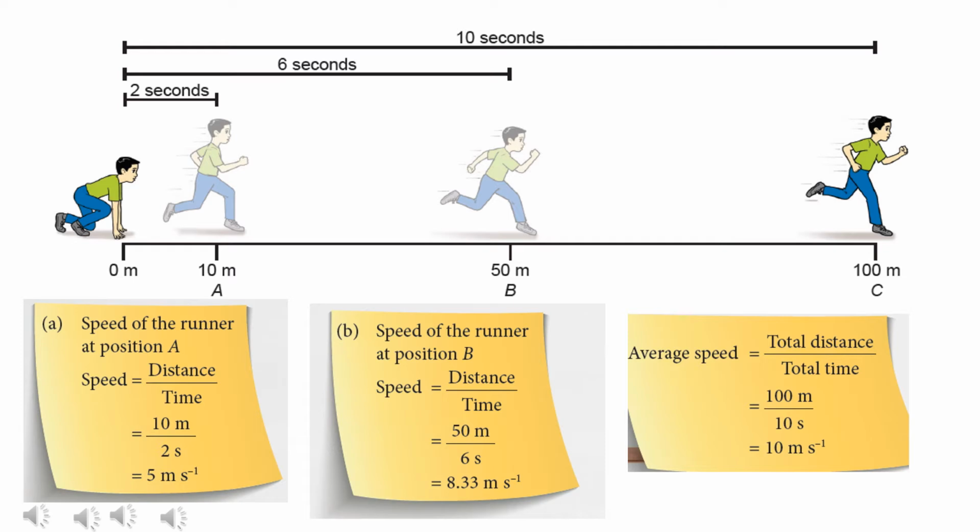That's a simple calculation, isn't it? Let's say another runner completed the race in 12 seconds. What is the average speed? Try out the calculation.